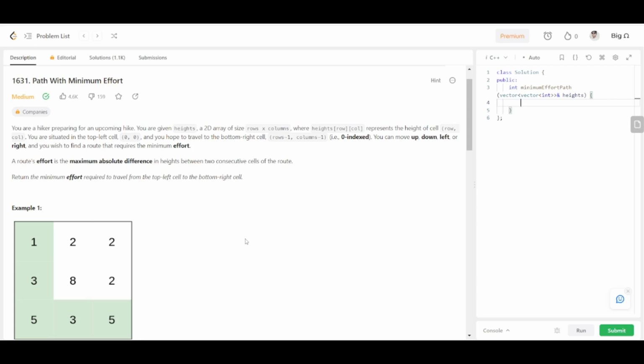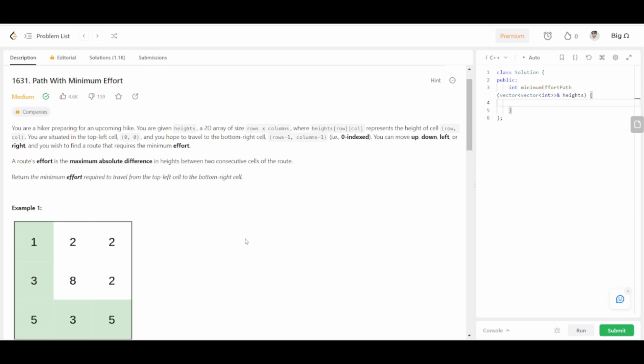In this problem, you are a hiker preparing for the upcoming hike. You're given a heights array. It's a 2D array of dimensions rows into columns, where each element in this heights array represents the height of the cell. You're situated in the top left cell, i.e. 0 0, and you hope to travel to the bottom right cell of the matrix, that is rows minus 1, columns minus 1. It's a 0 indexed matrix.